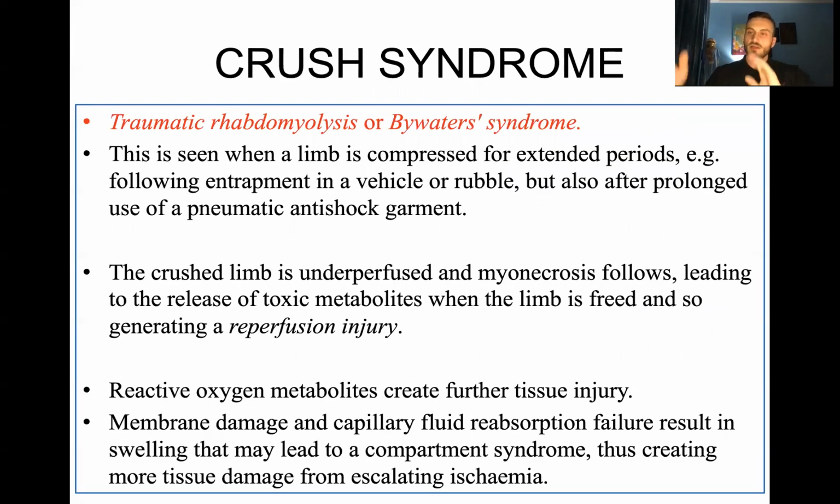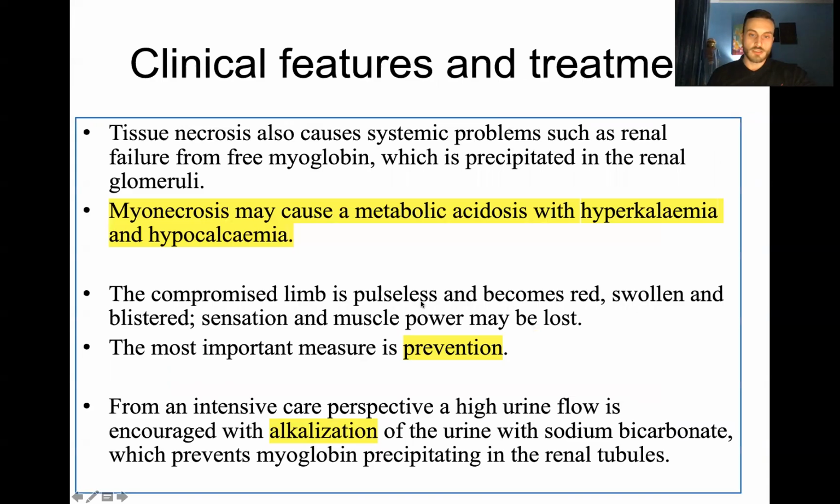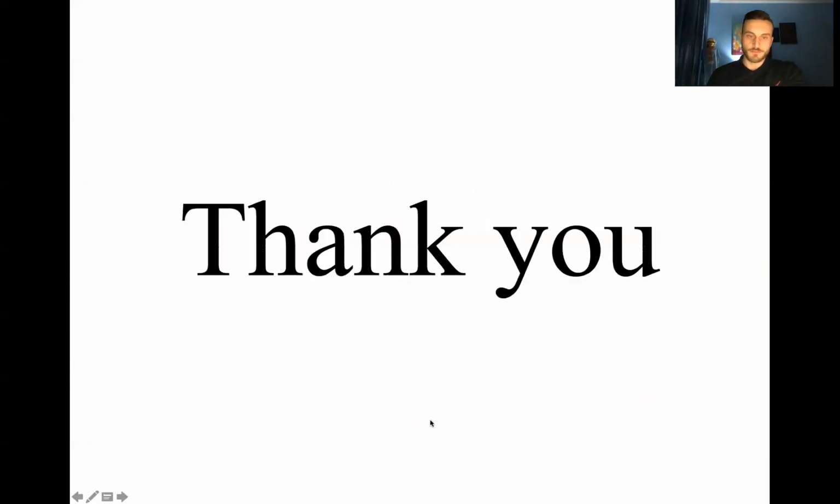Crush syndrome, you have a limb crushed, no blood is coming in. When the blood comes back again, it's called ischemia reperfusion syndrome. Myoglobin and oxygen radicals will go into the bloodstream. The myoglobin will go to the kidneys and may cause kidney failure. The oxygen radicals will cause more injury. This is called crush syndrome. Okay, what to do? Fluids, fluids, fluids, fluids, antibiotics, and alkalinization of the urine.